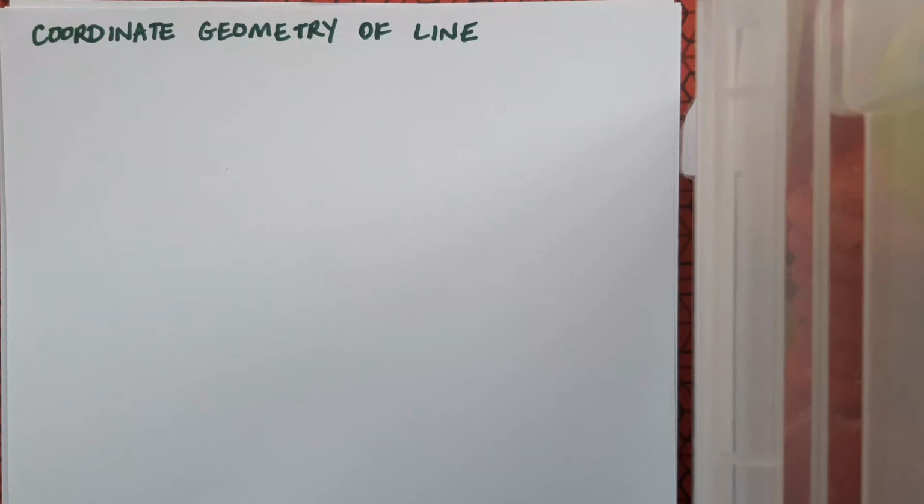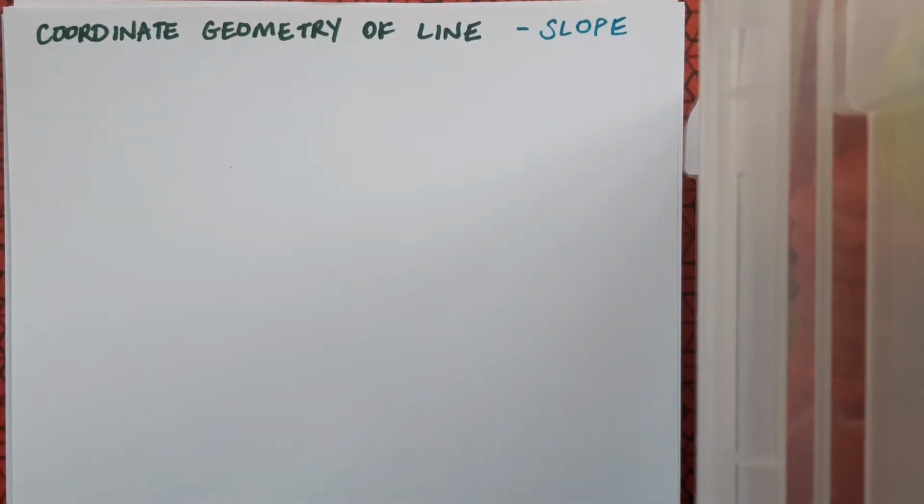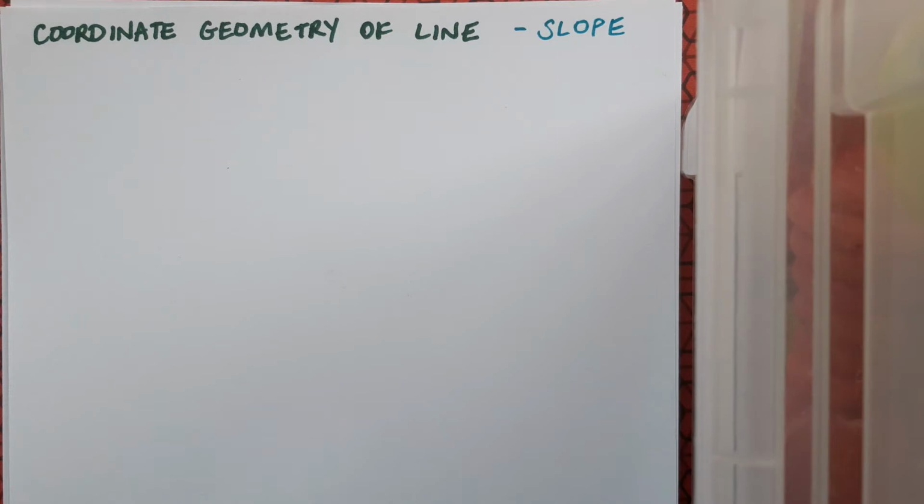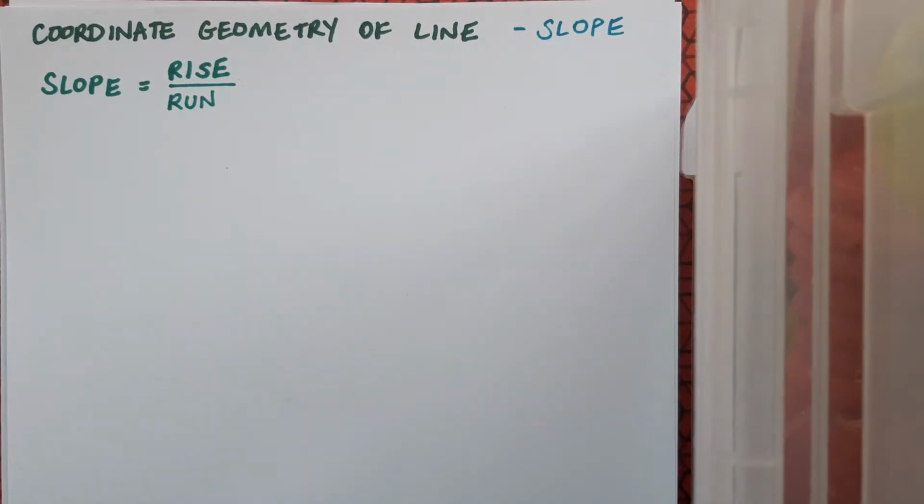This video on coordinate geometry of the line is our second video looking at slope. In our last video, we saw that slope could be worked out by using rise over run. But there's also a formula in the log tables that we can use to find slope. So get out your log tables and open them up to page 18.